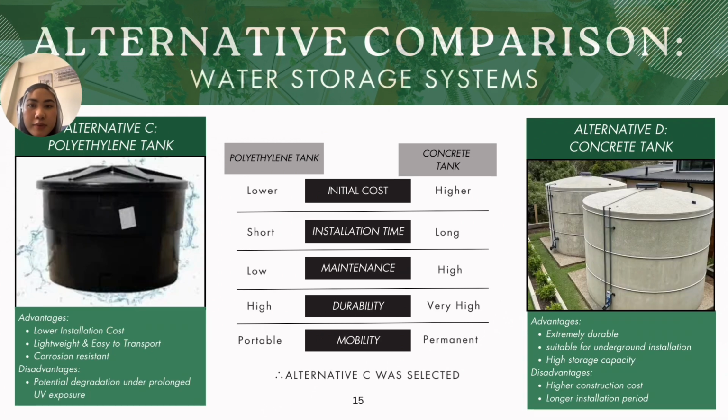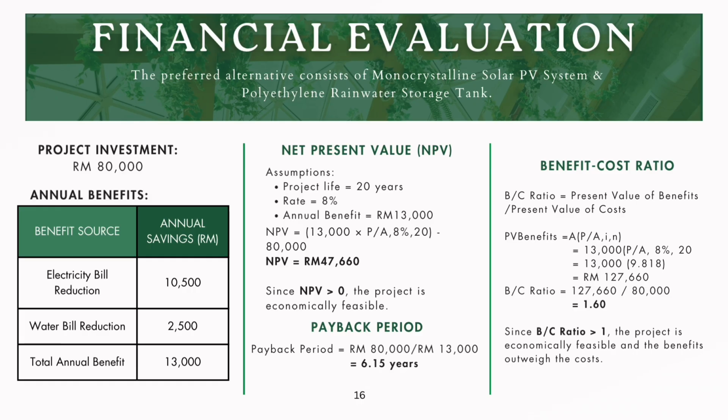Okay, next comparison is between the water storage systems. We also propose two alternatives, which are the polyethylene tank and the concrete tank. The polyethylene tank has lower installation costs, is lightweight and easy to transport, and is also corrosion resistant. While the concrete tank is extremely durable, suitable for underground installation and high storage capacity, the construction cost is higher than the polyethylene tank. So after we compare these two alternatives, we selected alternative C, which is the polyethylene tank.